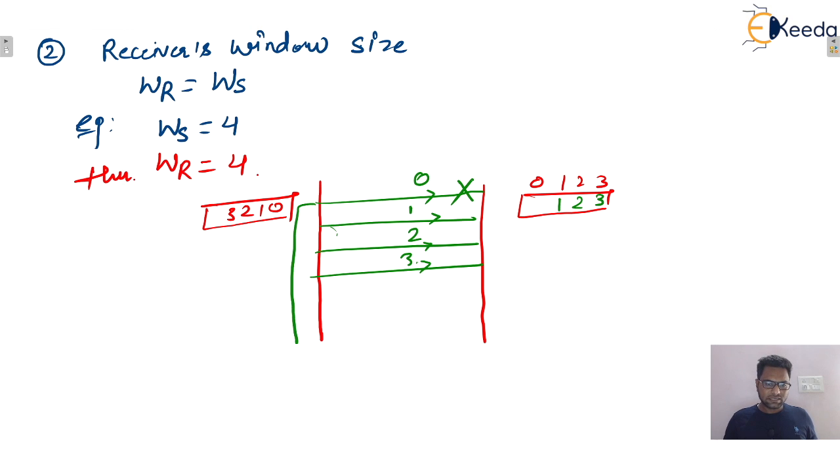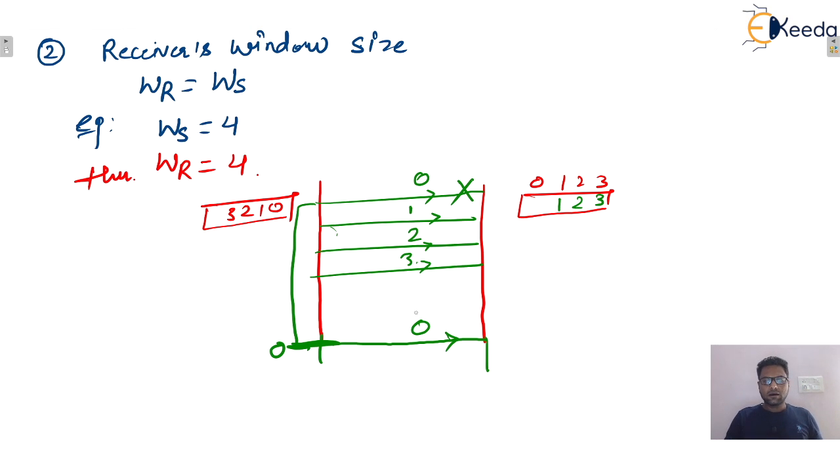Let's say that is the timeout timer for 0. At this point no acknowledgement came, so the 0th packet will be transmitted again. Remember, here selectively the 0th packet will be retransmitted. Whenever any packet gets lost, unlike Go-Back-N, instead of sending the entire window, only that particular packet is retransmitted.